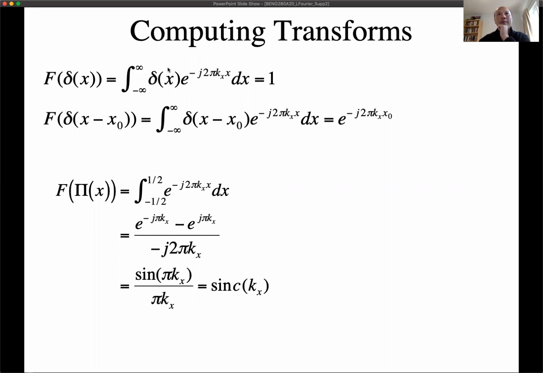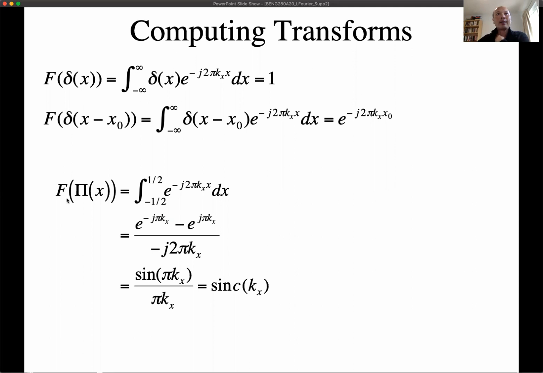And remember from the sifting property, if I integrate the delta function with any function, it simply picks out the value of my function at x equals 0. So I put in 0 here, this becomes e to the 0, so that just picks out the value 1. Similarly, if I have a shifted delta function, delta of x minus x naught, that picks out the value of this function when x equals x naught. So I put in x naught, and that gives me e to the minus j 2 pi kx x naught.